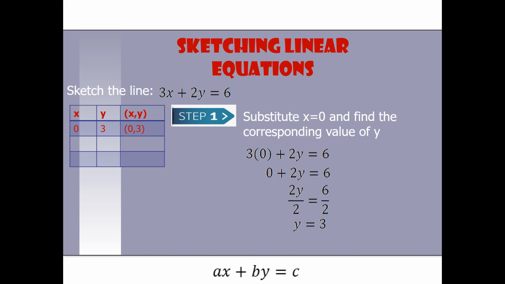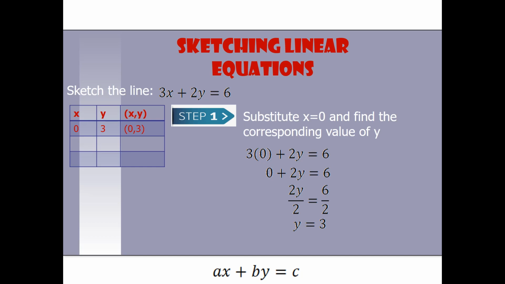So if we put x equals 0 in this equation, then 3 times 0 plus 2y equals 6. And if we follow the steps that we learned in the previous classes when we talked about solving linear equations of one variable, then you will get y equals 3. Then you have to draw this table with 3 columns. The first one is for the x coordinate, the second column is for the y coordinate, and the third one is for both coordinates x and y.